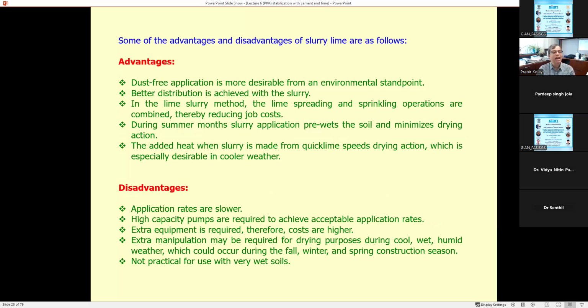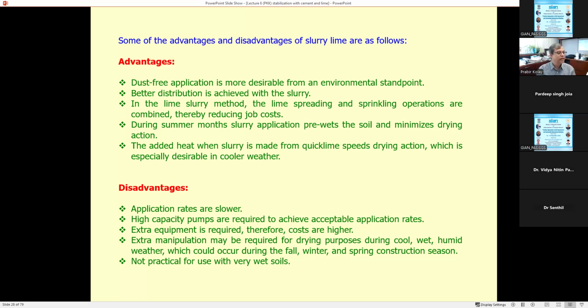The slurry lime, that is the hydrated lime. Again, dust-free application is more desirable from an environmental standpoint. Better distribution can be achieved in slurry. Sometimes if you use dry lime, the mixing process is not good, and then it will be a problem. In the lime slurry method, the lime spreading and sprinkling operations are combined, thereby reducing the job. With the dry one, you have to spread the lime first and then mix it, then spread water, and then do the mixing and compaction. Here, everything is together. The slurry is there, just add it and mix it. The added heat when slurry is made from quick lime speeds drying action, which is especially desirable for cooler weather.